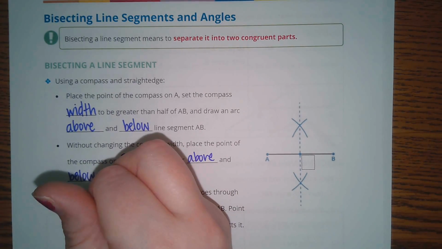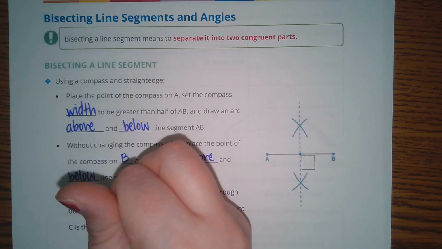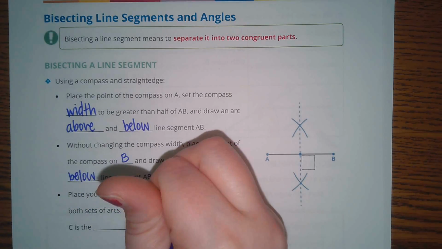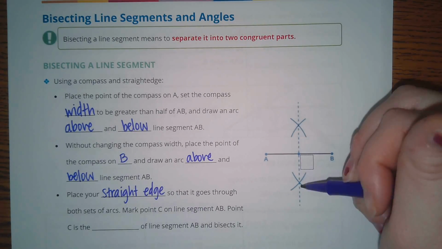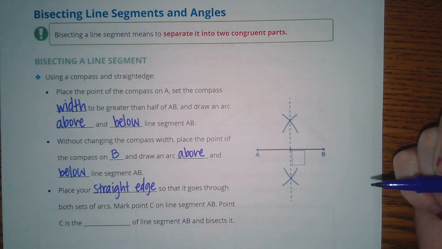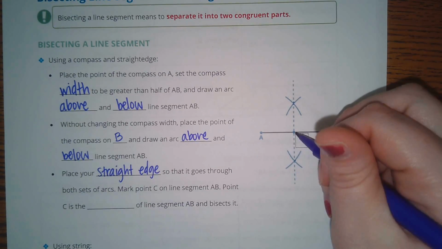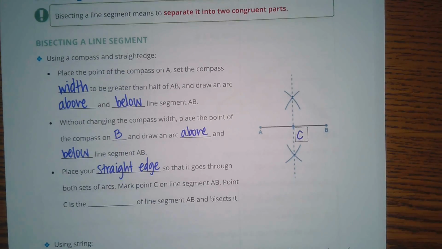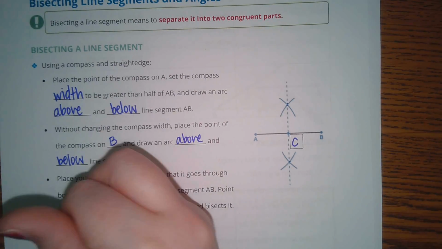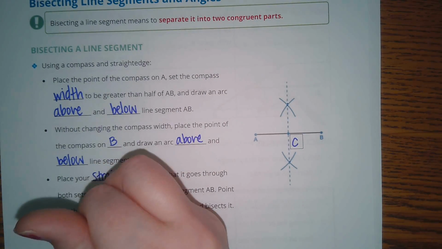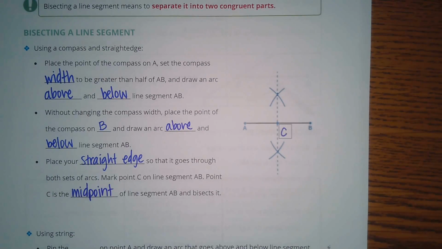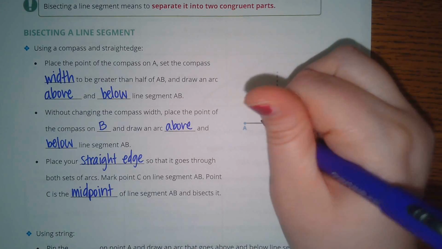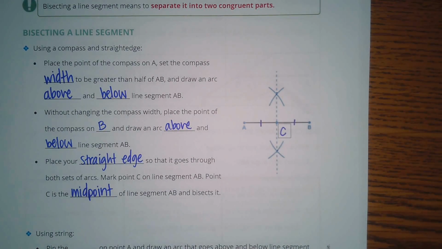Now I'm going to use that straight edge and I'm going to place it so that it goes through both sets of arcs. So you'll notice that I'm putting it along these intersection points. I mark point C on my line segment AB, and now point C is the midpoint. So it is the halfway point between A and B. And so we would say that point C bisects it. So it creates two congruent halves.